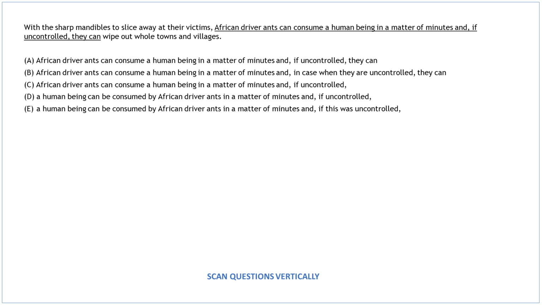Now let's tackle it together. First, scan the answer choices vertically, to see if there are any apparent common patterns. In this question there is an obvious 3-to-2 split. Let's review answer choices D and E.